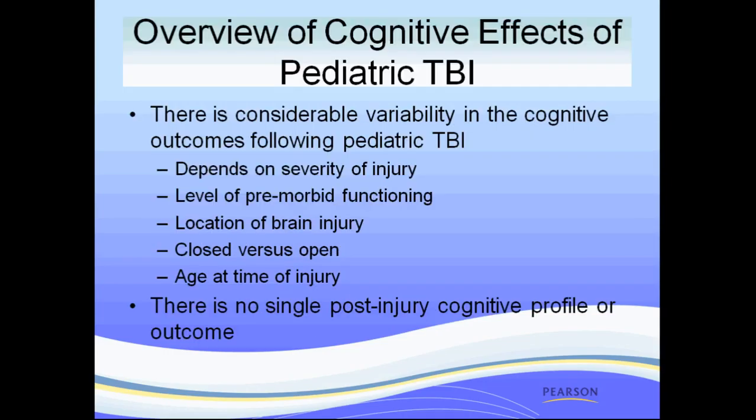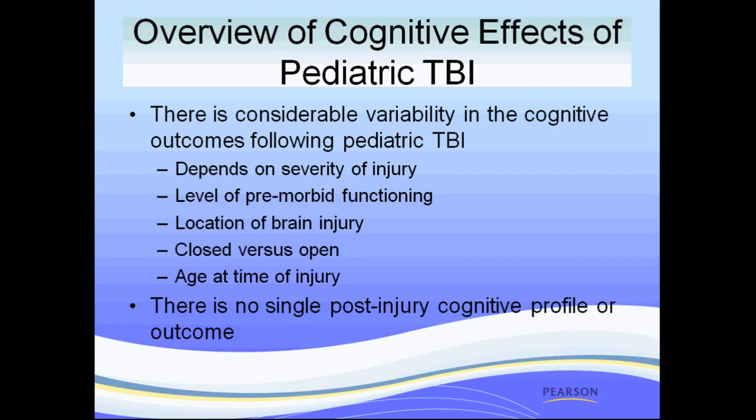Okay, so we're going to talk about some general overview, looking at some of the cognitive effects that we expect in children who have had a traumatic brain injury. And one thing that's very clear from all the research is that there is no one single profile. You're not going to say, okay, a child has had a brain injury, therefore we know that they're going to have problems with attention or memory or executive functioning. If that were true, there would be no reason to do any testing. We would just know that they had these problems.